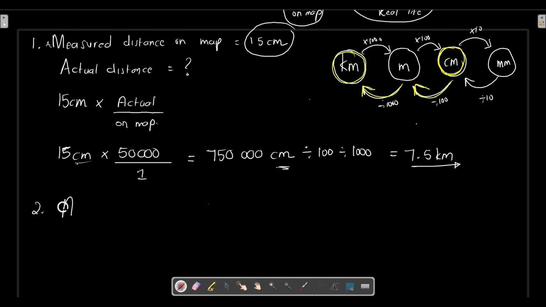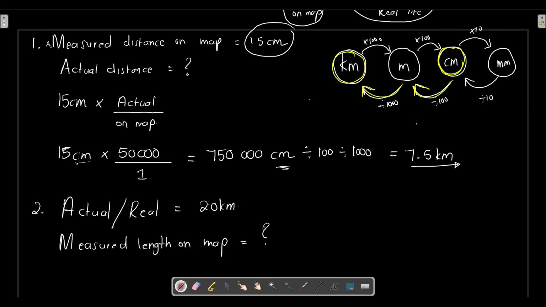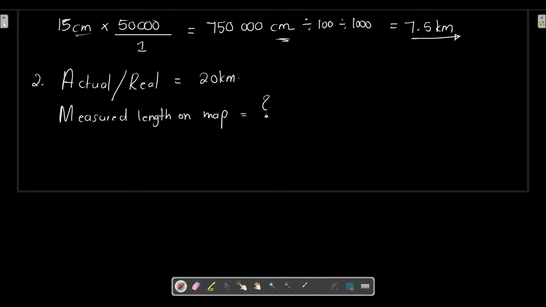We are told that the actual, or the real, is equal to 20 kilometers. What are we trying to determine? We're trying to determine the measured length on the map, on the paper. We are still going to use that number scale of 1 is to 50,000 to help us get to our answer. The 1 represents the units on the map. The 50,000 represents the units in real life.